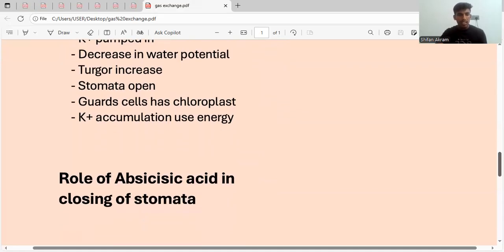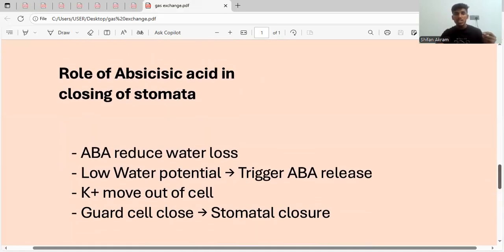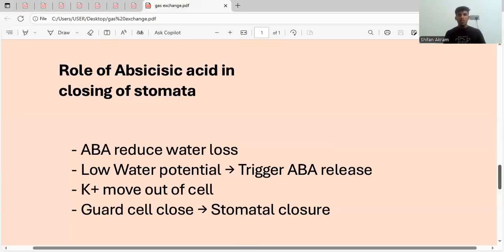Now let's take a look at the role of abscisic acid in closing of stomata. So what is this abscisic acid? Abscisic acid is a plant hormone that reduces water loss when there is less water in the plant. So when there is less water, the plant has a lower water potential. This low water potential is detected by the roots and the leaves, which triggers the release of abscisic acid.